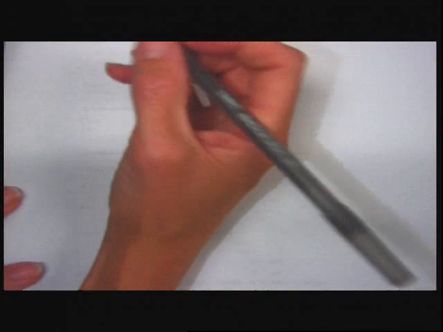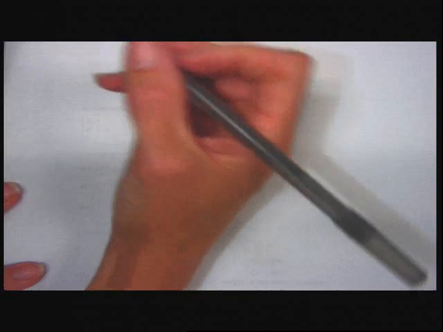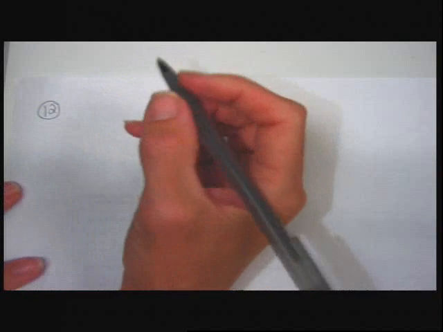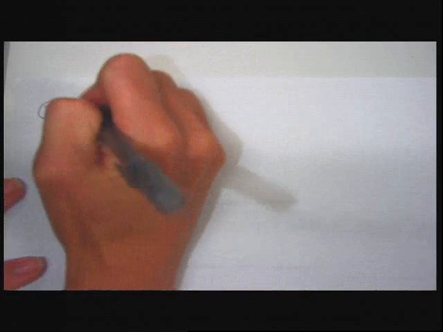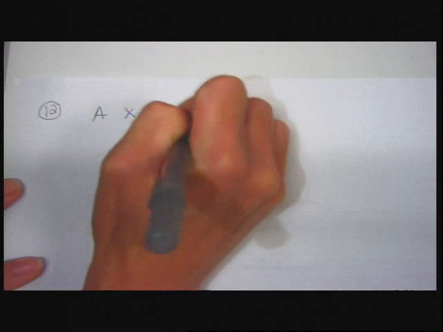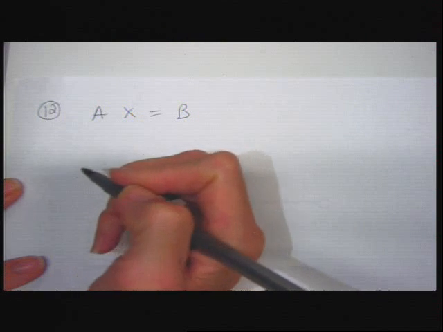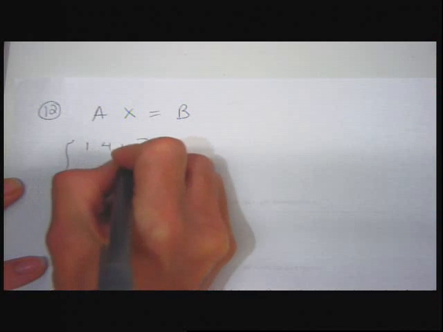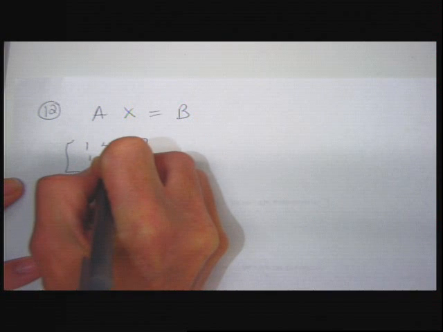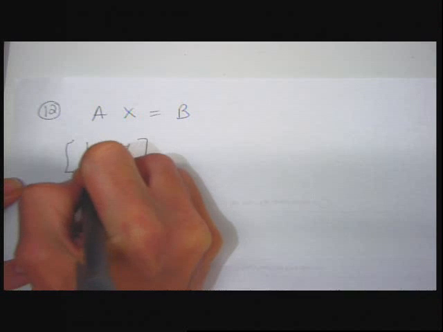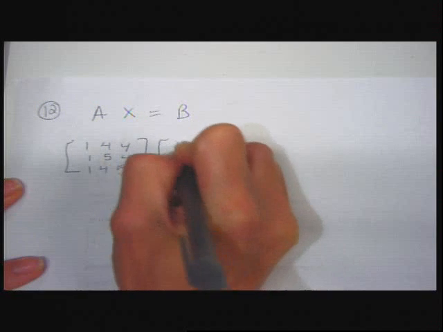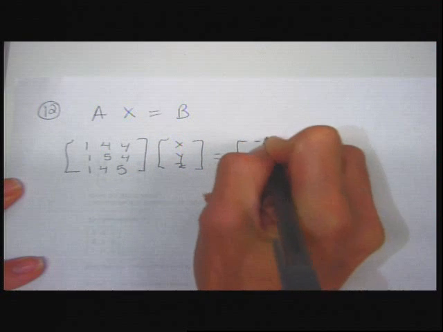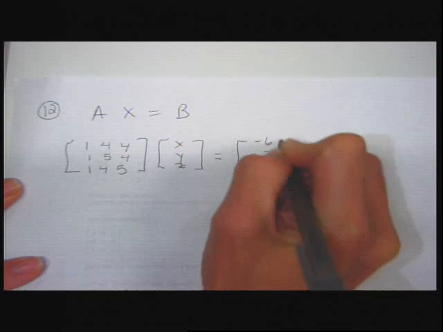Okay, so now number 12. Can y'all tell me matrix A? What we do is A times X equals B. So who can tell me matrix A? Is it 1, 4, 4, 4? Yeah, 1, 2, 4, then 1, 5, 4, 1, 4, 5. Excellent. And then this is just X, Y, Z. And then matrix B is -6, -7, -10.